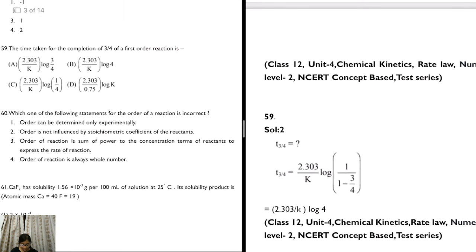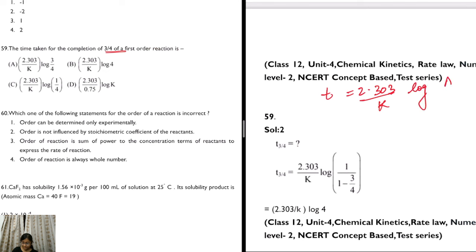The time taken for the completion of 3 by 4 of a first order reaction is asked. The formula we'll be using is t equals 2.303 upon k log of initial concentration upon final concentration. What will be the final concentration? It would be 1 minus 3 by 4.